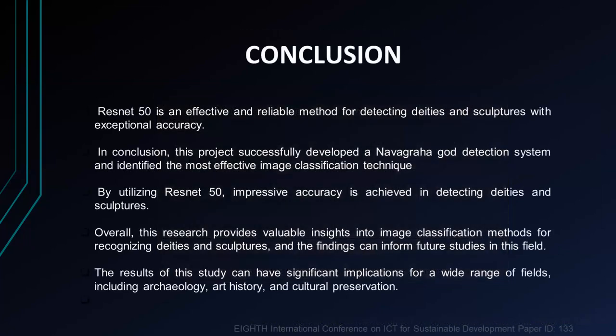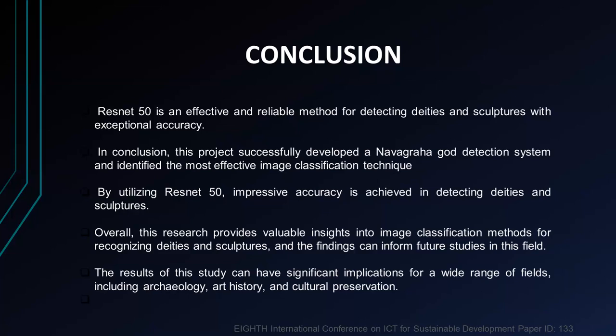Coming to the conclusion, different architectures give different accuracies, as we have seen in the above table. Among all 3 of them, ResNet 50 has higher accuracy, which tells that ResNet 50 is the most suitable model for our project. By utilizing ResNet 50, we achieved impressive accuracy in detecting deities and sculptures. Overall, this research provides valuable insights into image classification methods for recognizing deities.